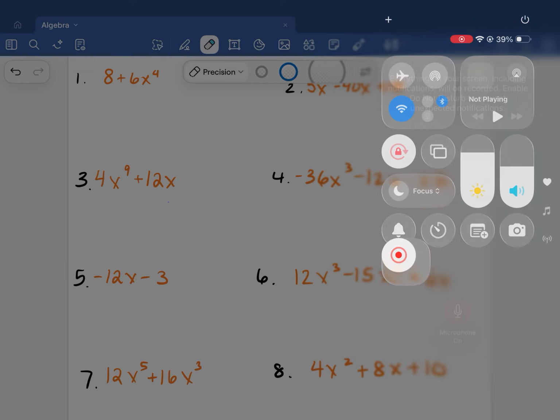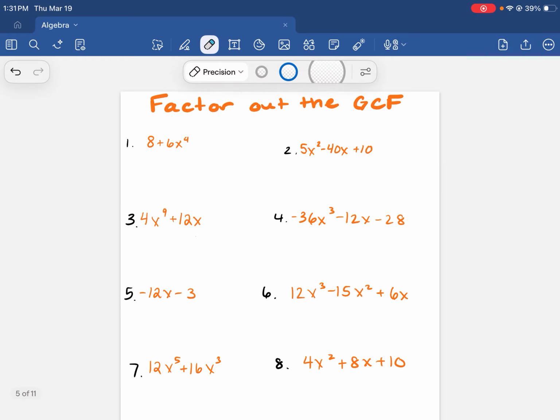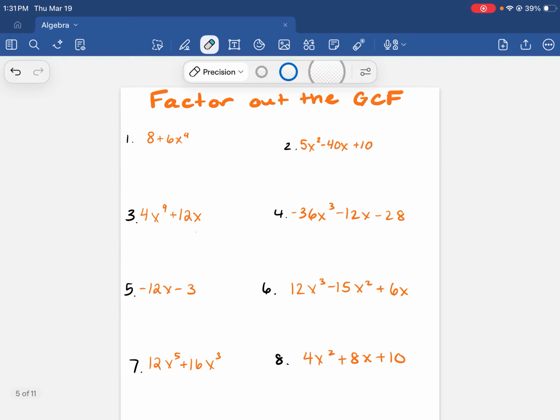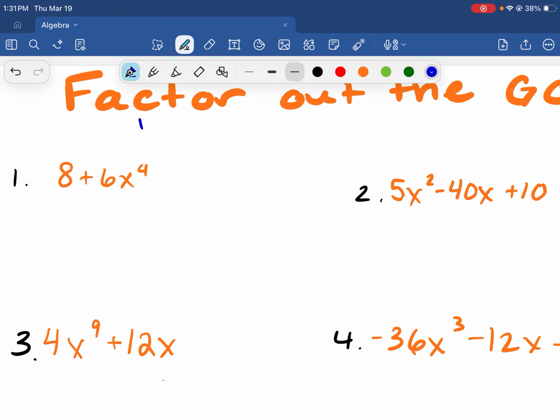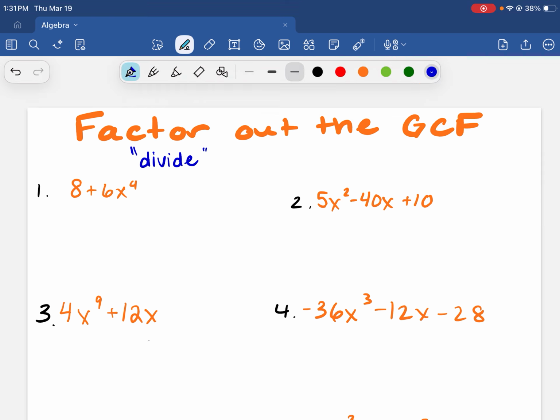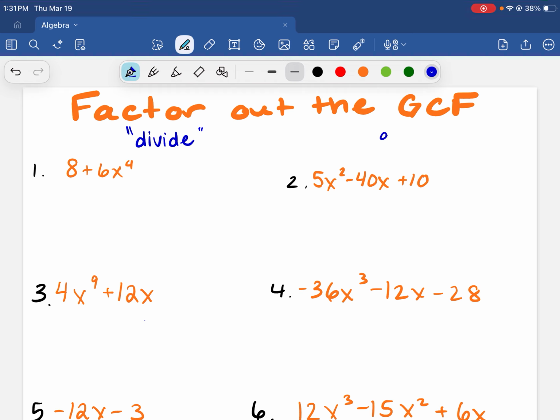Everyone, in this video we're going to talk about factoring the greatest common factor. Greatest common factor, a lot of the times we just use GCF. Greatest common factor means the largest number that other numbers have in common. And we're going to factor or divide out. So factors kind of means divide. And the GCF stands for the greatest common factor.